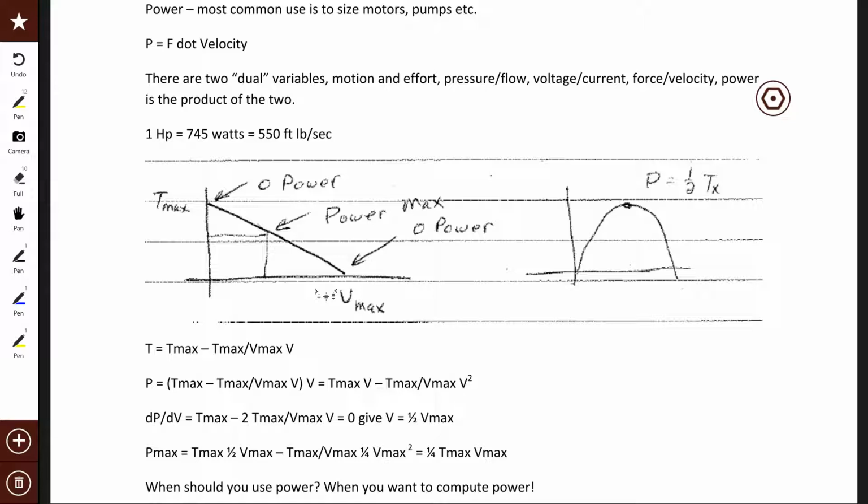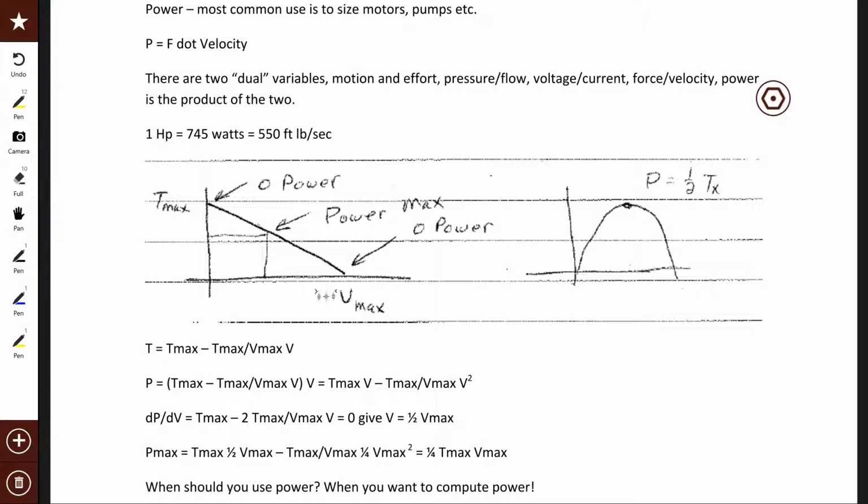Now, in general, since I teach system dynamics as well, in dynamics we're only worried about power, and it's always force and velocity. But in the real world, you'll deal with pumps, and they don't have force, they have pressure, and they have flow rate. You'll deal with circuits, and they have voltages and currents. And so I'm just giving you a little heads up, and you'll learn this in system dynamics.